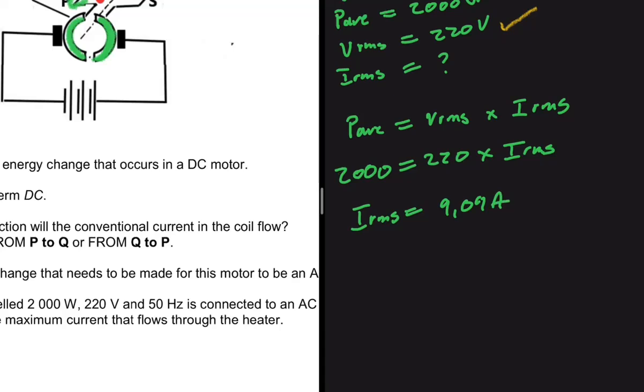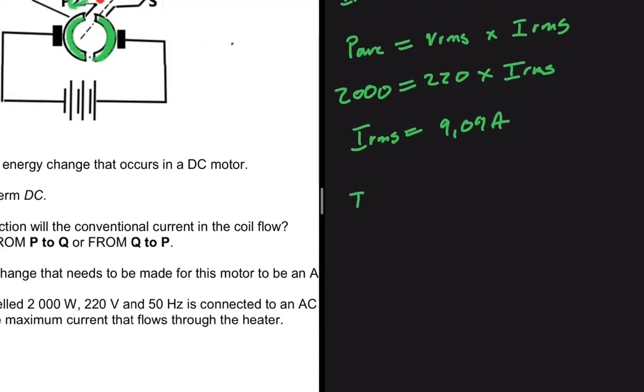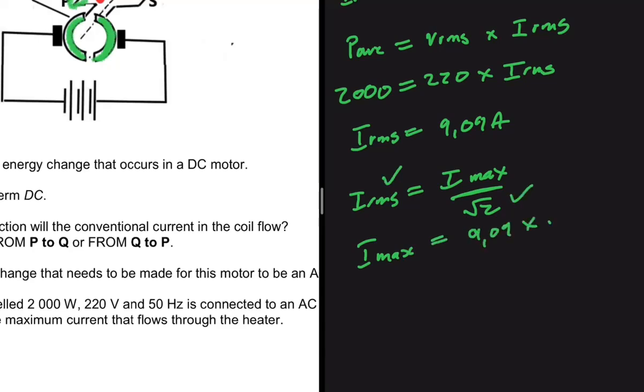Another way of finding IRMS is by saying that IRMS is equal to Imax divided by the square root of 2. So you can see what we have to do now. We're going to say that Imax is equal to IRMS multiplied by the square root of 2. So we have 9.09 multiplied by the square root of 2. If you put that in your calculator, you should get 12.86 ampere.